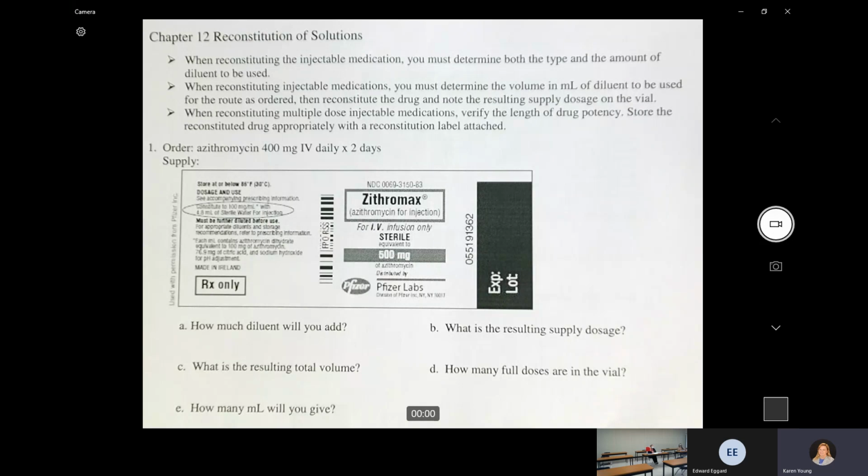Do you have to liquefy, or I lost the word I wanted to use. You have to dilute it.